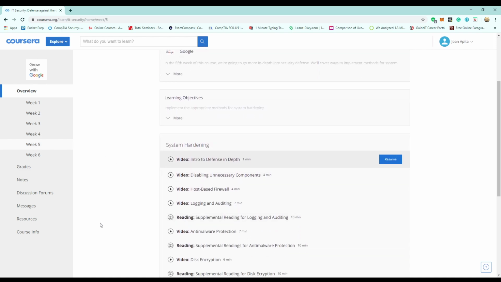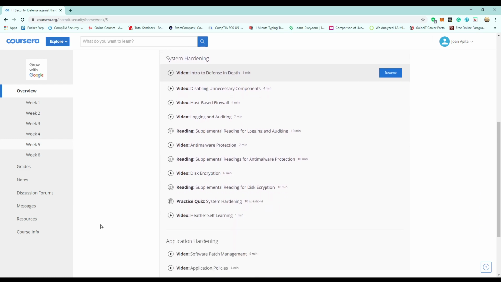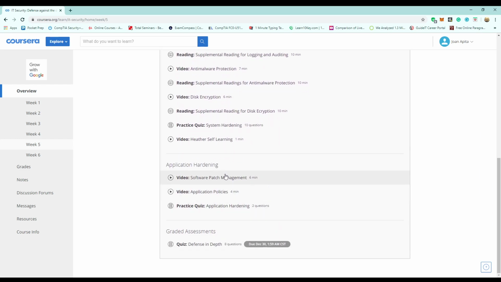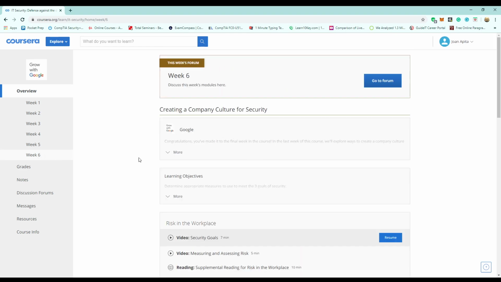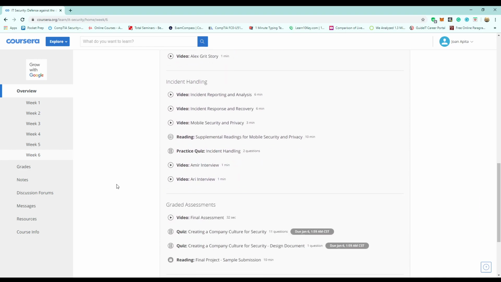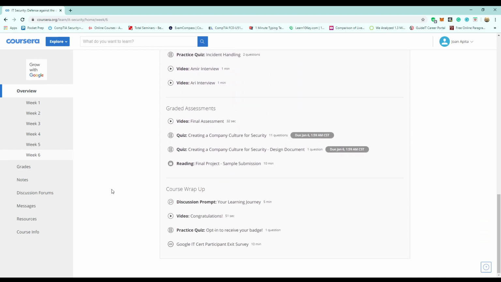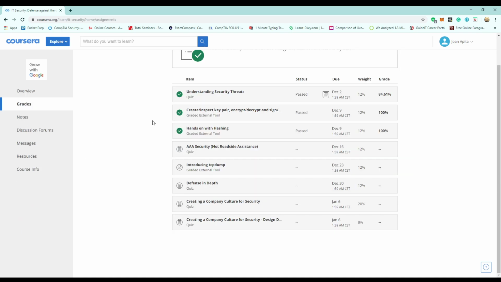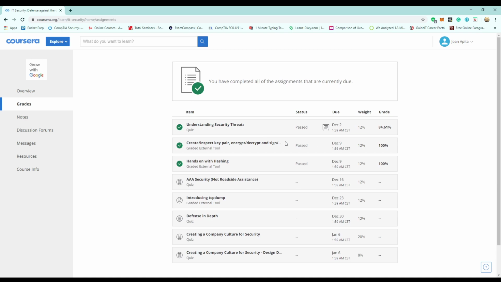Then week five is system hardening. There's a lot here you can learn. I think you will learn a lot of things here. And week six, creating company culture. It's pretty good. I think it will cost you $49 per month. If you want to take this course, you can get five courses here. Then after that, there's a graded assignment, understanding security. So after each week, you need to answer the assignment. This is a pretty good one.